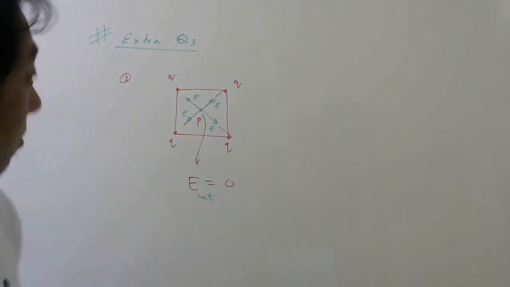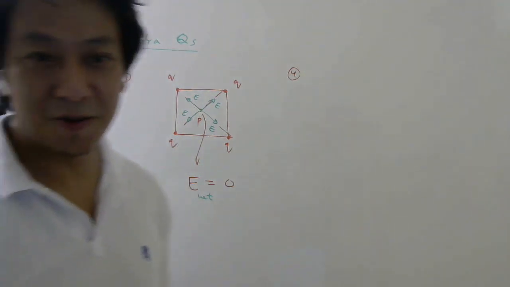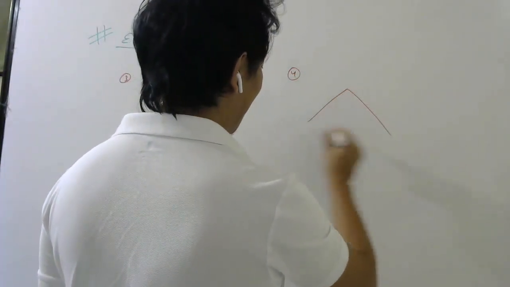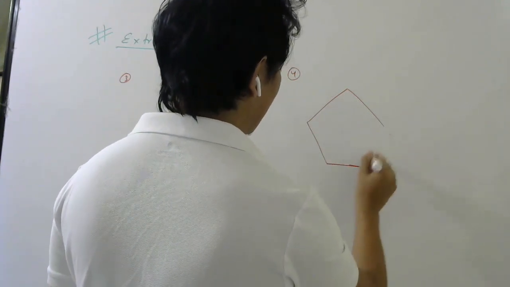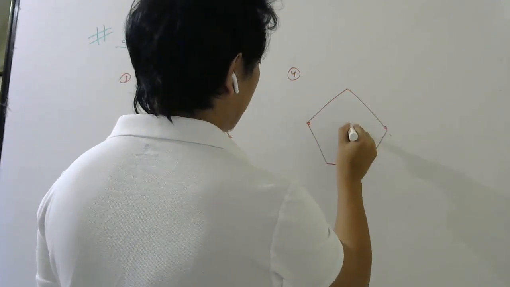Fourth one will be what shape? Can you tell me? It will be pentagon. Last time I struggled drawing the pentagon. You remember, right? So now I've learned it. Okay, it should be something like this. Something like this.